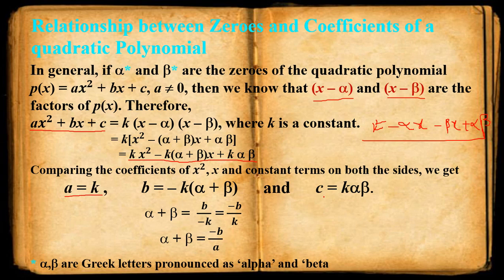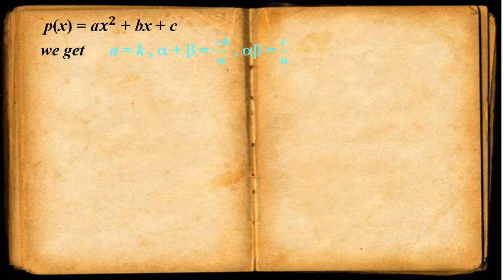Similarly, from c is equal to k alpha beta, we get alpha into beta is equal to c upon k. Again this k is equal to a, so we write alpha into beta is equal to c upon a. Okay, so by this quadratic polynomial, we get a is equal to k, alpha plus beta is equal to minus b upon a, and alpha into beta is equal to c upon a.